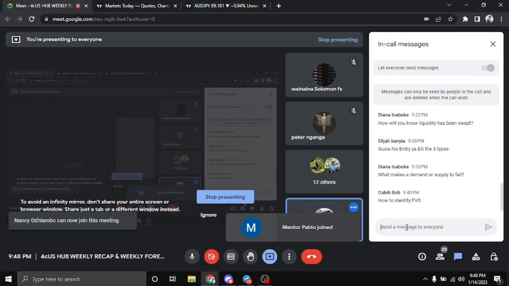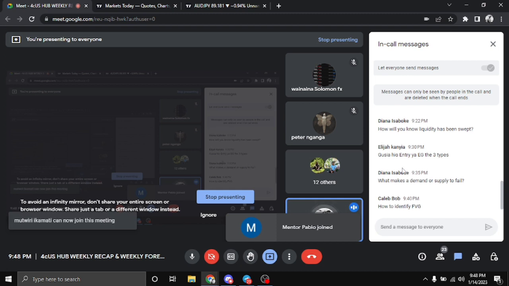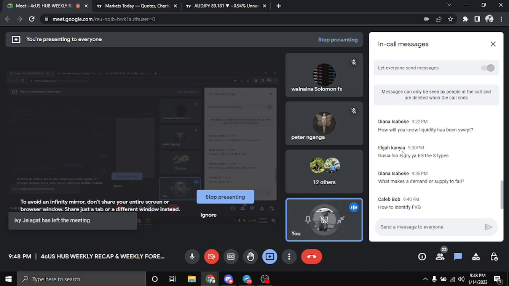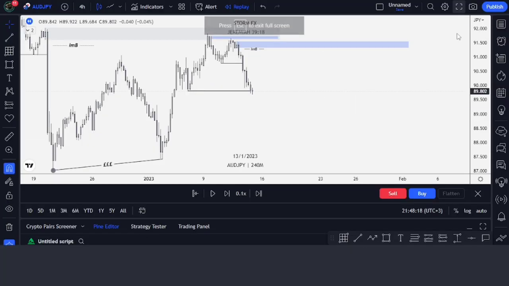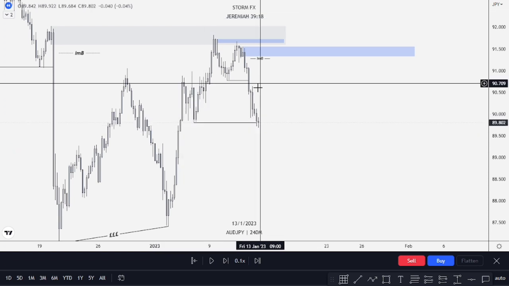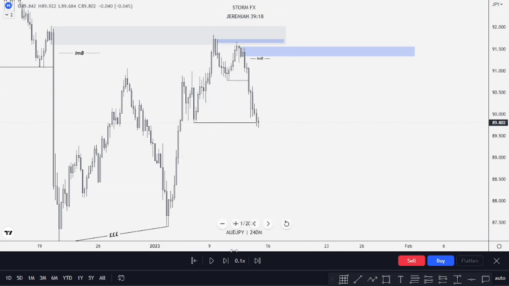How to identify FVG? So msa FVG nimeku gusia entry ya EG, the 3 types. Okay, ndakuonyesha. So ili form a market. These are internal structures. So this was an internal low, and also this one, and so price ili take out.